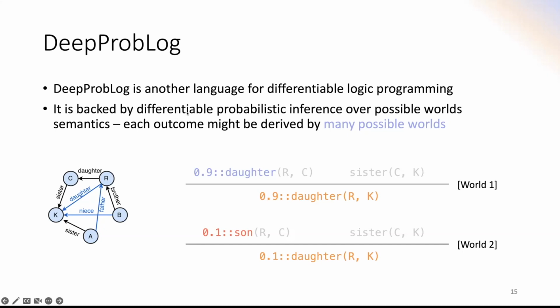In this case, we can have daughter RC and sister CK deriving daughter RK, but then we can have, let's say, an incorrect fact being predicted by the neural network, which says C is our son. That is not correct, but the neural network could pretty much predict it, but maybe with low probability. And then that could be another world that helps us derive the result of daughter RK.